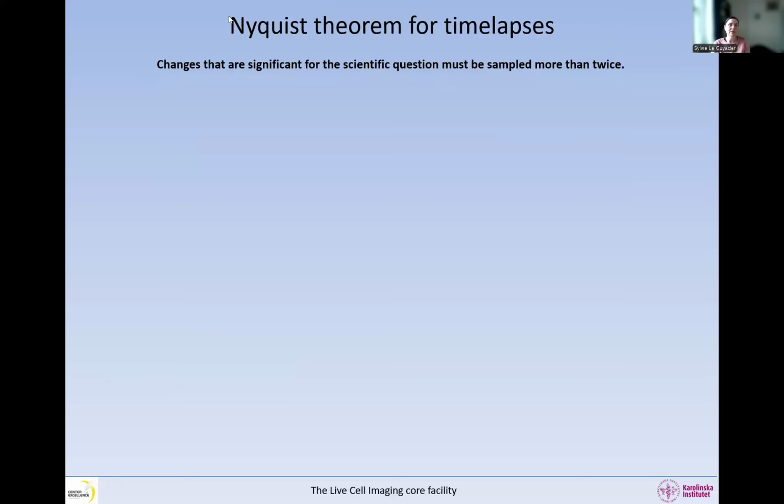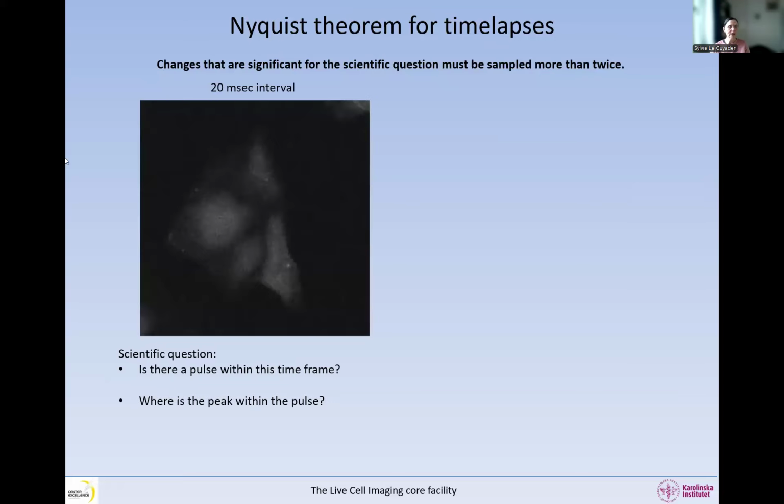Well, the Nyquist theorem works there as well. So it's brilliant. And basically, you have to decide, based on your scientific question, what is a significant change for your scientific question. When you determine what is a significant change, then you divide this by 2, and then you have the time interval. So here is an example.